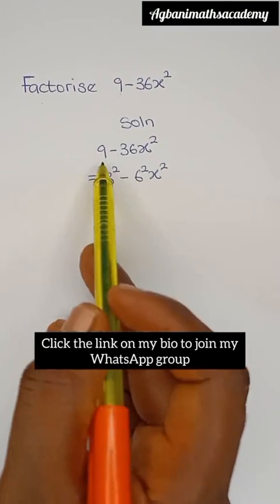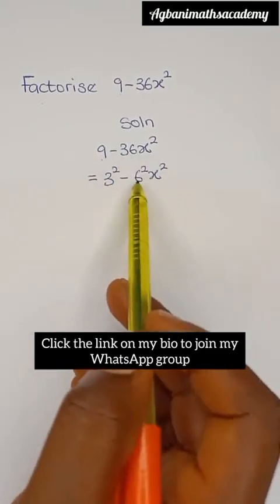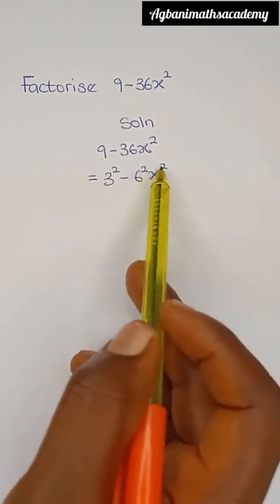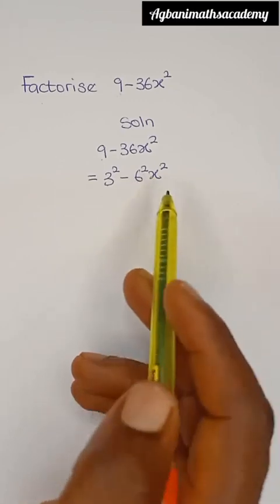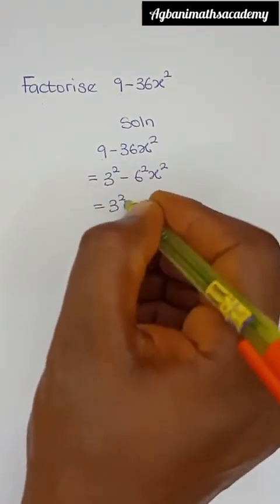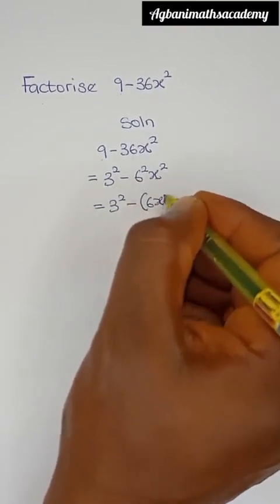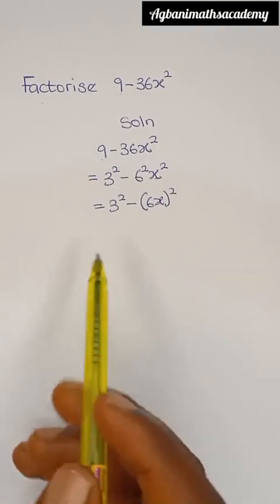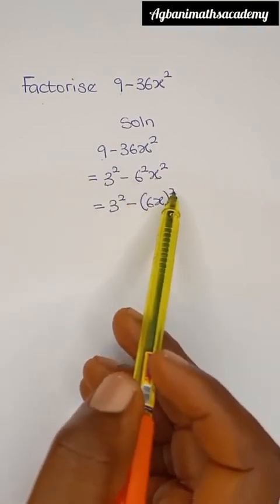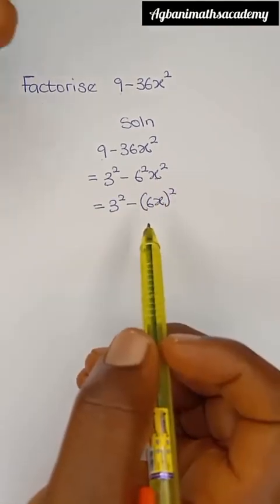So 3 square is the same thing as 9, 6 square is the same thing as 36. Looking at this side, we have 6 square x square. The powers are the same, so we can put the base in the bracket and write out a single power. So this will be 3 square minus, bringing the two bases together, we have 6x square. Okay, so this is also the same as this. If you want to expand this, you're going to do square of 6 and square of x. So it's still going to give you 6 square x square.